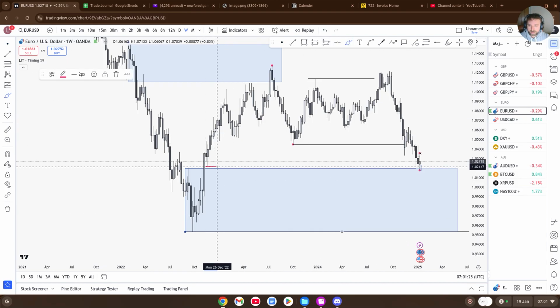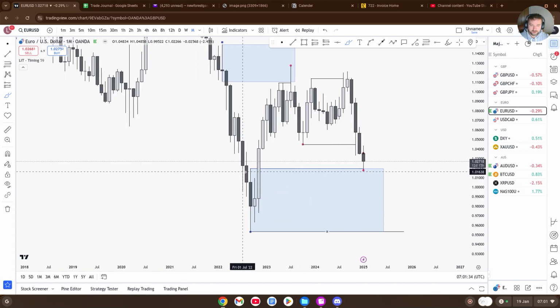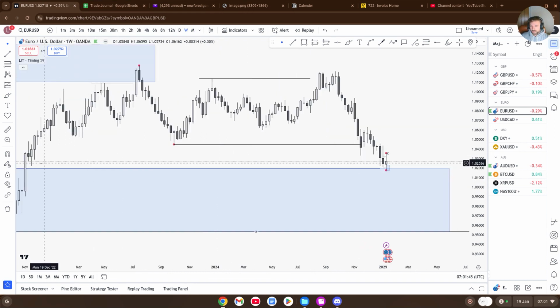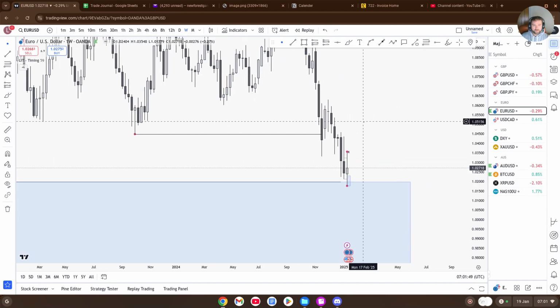the thing is, we've just taken out this liquidity. We've come into this monthly imbalance fill price action. This whole block here, this whole rectangle that I've marked up, that is the block, and we've just filled the imbalance. We've taken out the liquidity to the left. So now we can expect a pullback.